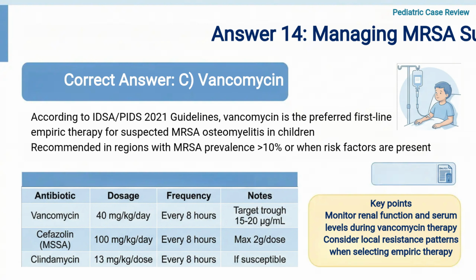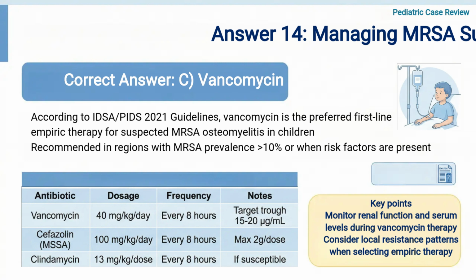According to the Infectious Diseases Society of America and Pediatric Infectious Diseases Society 2021 guidelines, vancomycin is the preferred first-line empiric therapy when methicillin-resistant Staphylococcus aureus is suspected. This is recommended in any region where the community prevalence of methicillin-resistant Staphylococcus aureus exceeds 10% or when clinical risk factors for resistant infection are present.